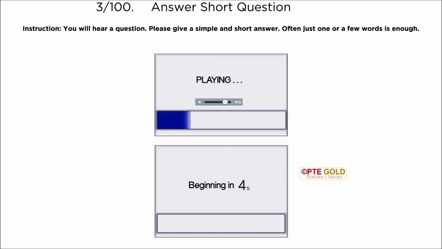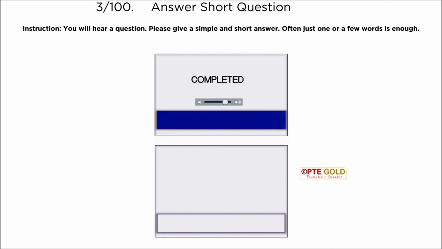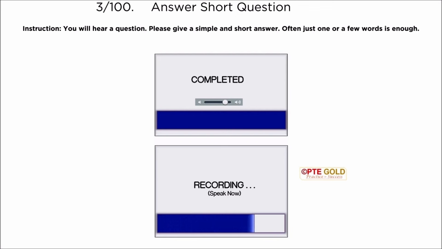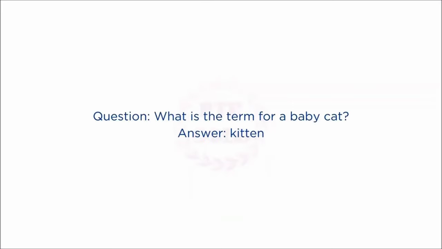What is the term for a baby cat? Kitten.